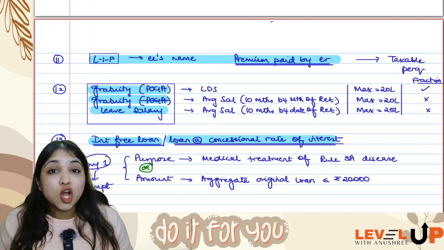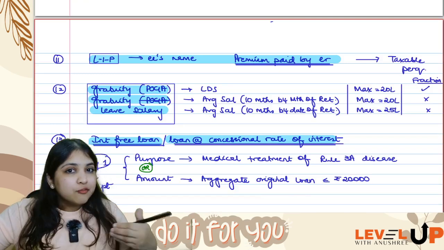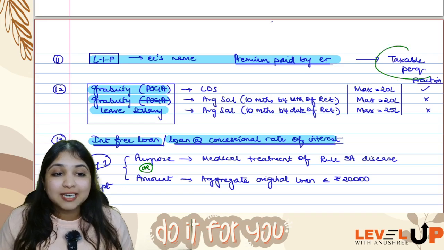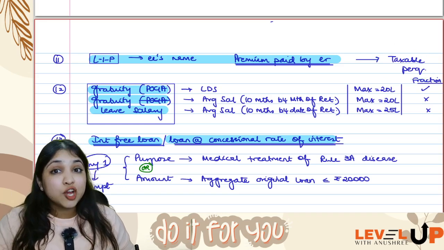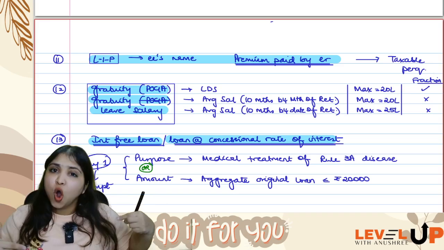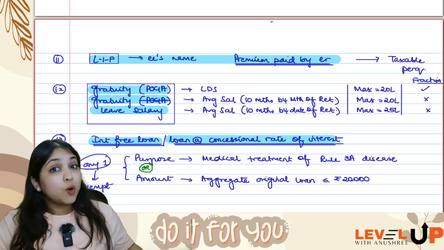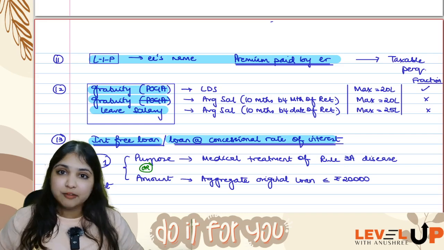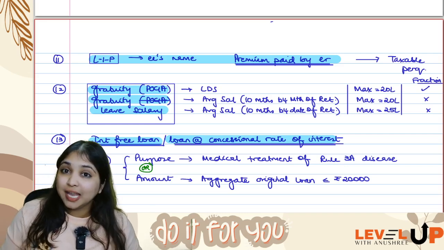Then any life insurance premium, if the employer is paying for the employee, is going to be fully taxable for the employee. Life insurance premium for the employee or his family, if the employer is paying, is a benefit for the employee. It will be a taxable perquisite for the employee.